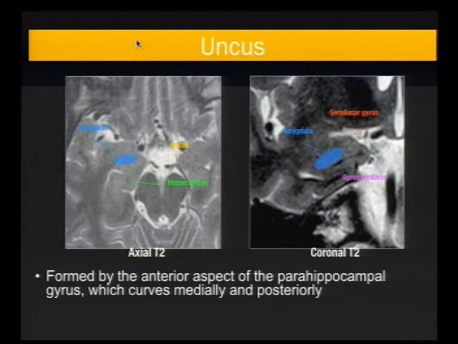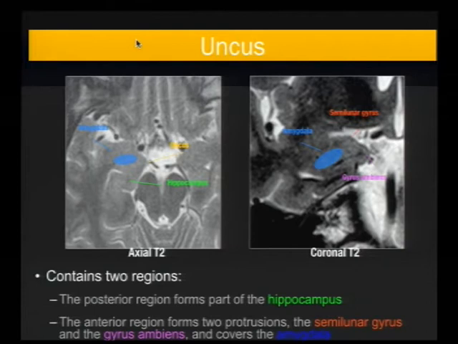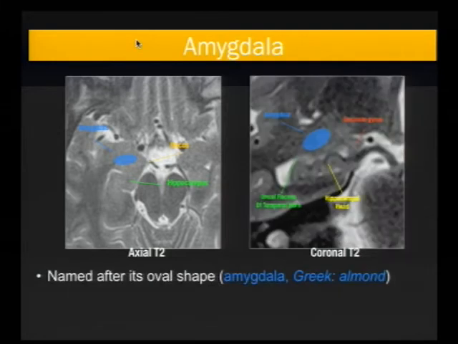On the axial section, the anterior aspect of the hippocampus turns posteriorly and medially, which is known as the uncus. There are two regions of the uncus. The posterior region is continuous with the hippocampus, and the anterior region has two protuberances, the semilunar gyrus and the gyrus ambiens, which are seen on the medial surface on coronal images.